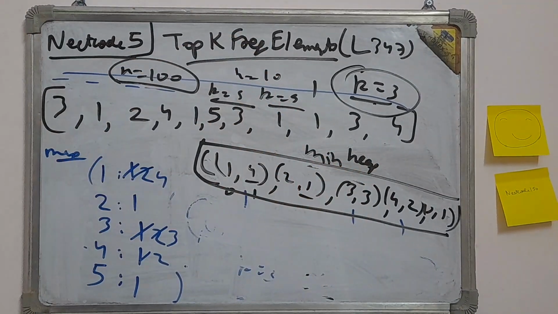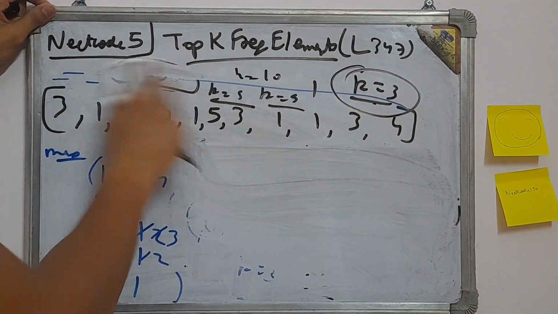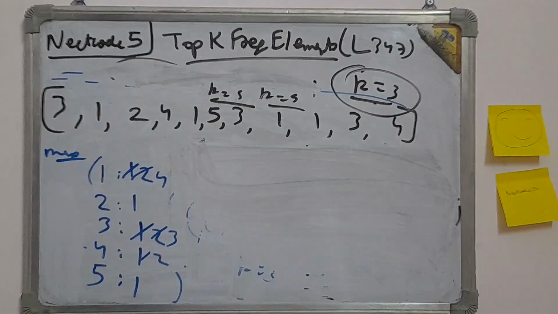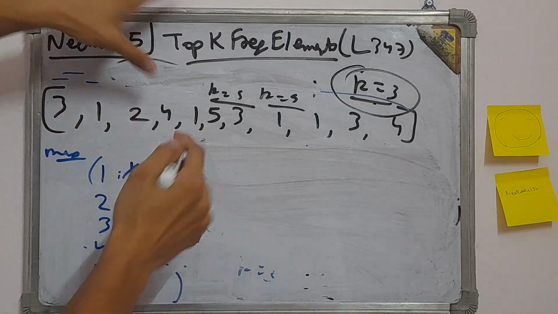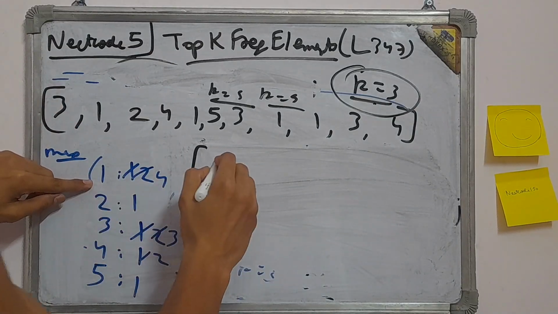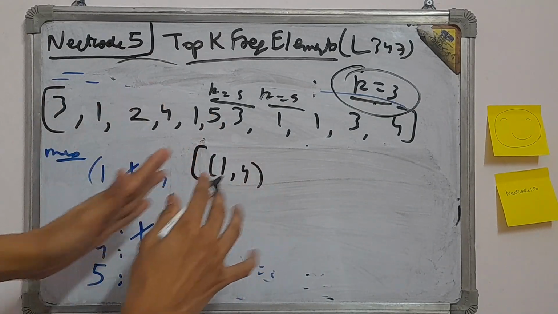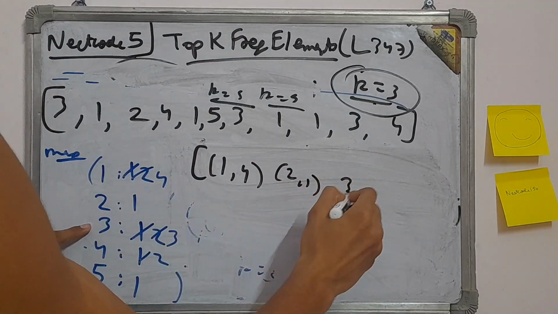Actually, let me just erase this because we are going to do it step by step. Let me erase this also. Okay, so this is our map. Map is fixed. Map we have to make in every solution. Now what we are going to do is we made a min heap. So we add an element 1, 4. This pair is added. And then we add 2, 1. Then we add 3, 3.